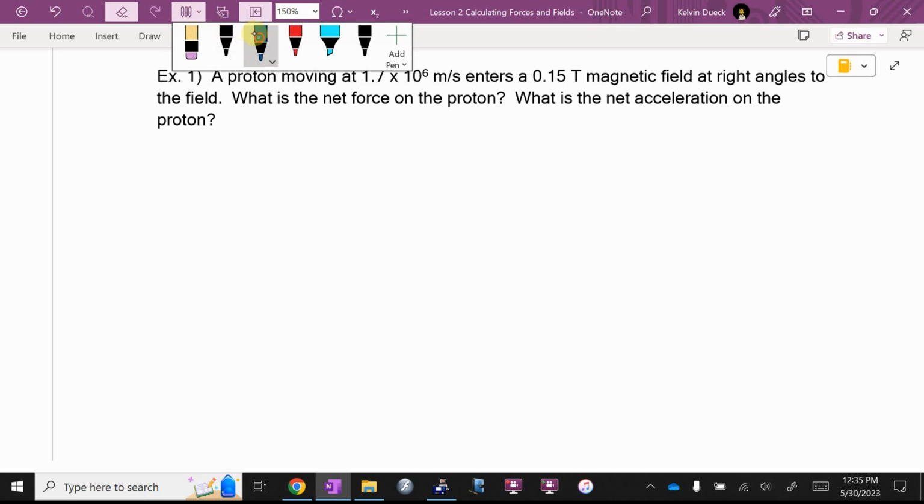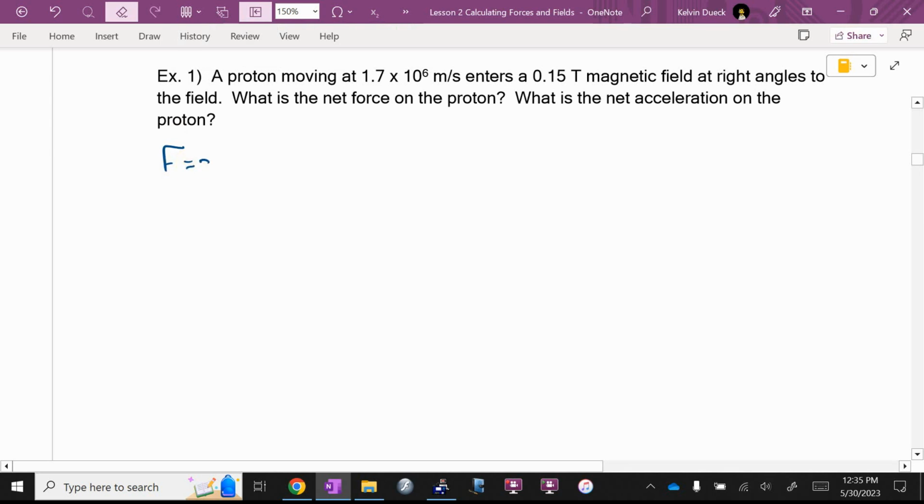So this is magnetic force, our new equation. You should also see where it is in your formula sheet. It is there. F equals QVB.